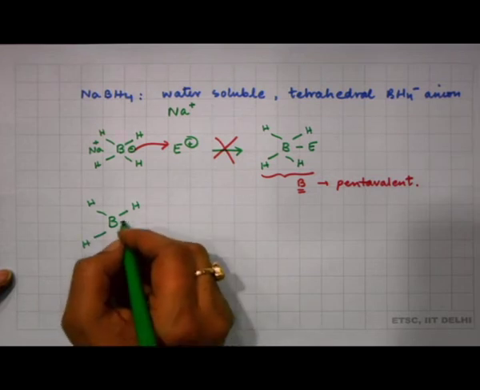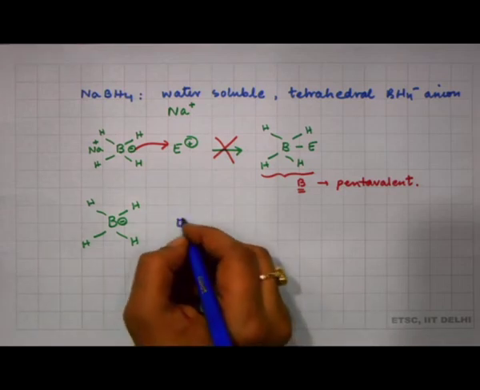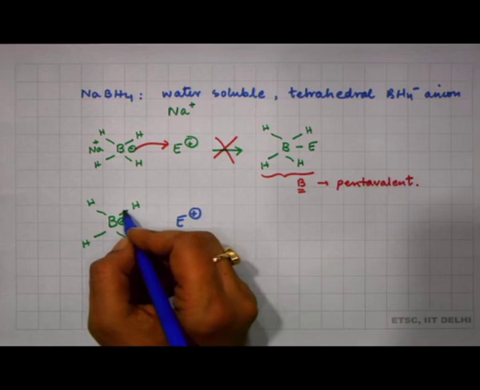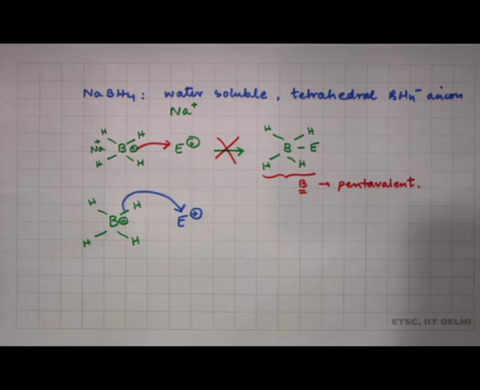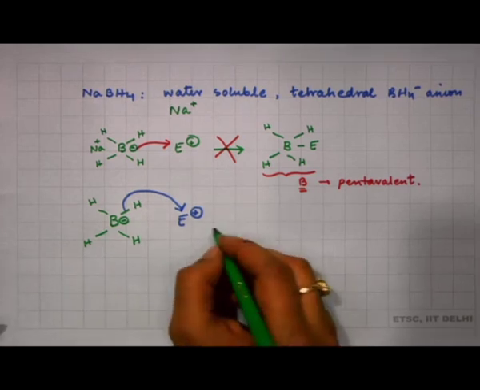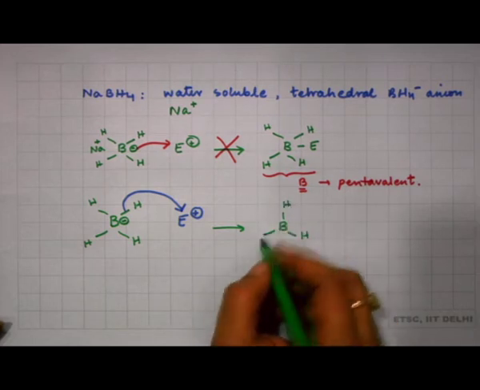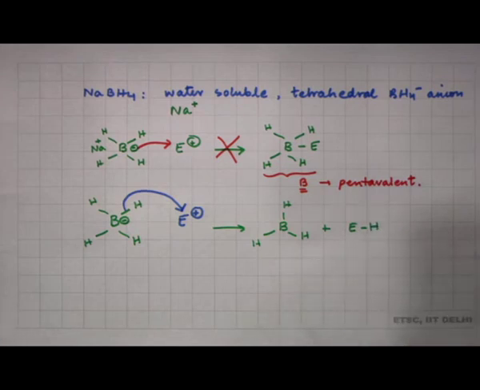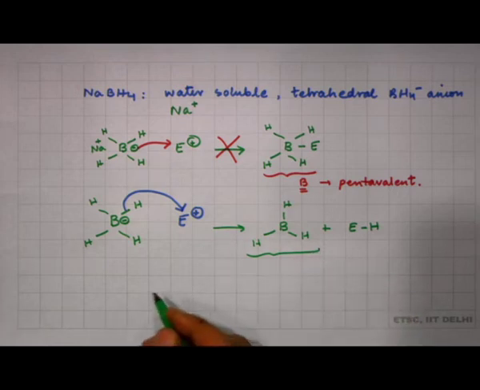that it gives away this hydrogen in the form of the hydride ion to the electrophile. So, it does not react through the boron center, but it gives this hydrogen to the electrophile with the electron pair, and what we get in the process is a borane with boron having an empty p orbital, and the electrophile picks up this hydrogen as a hydride. So, this is what happens during the reduction with sodium borohydride as the reducing agent.